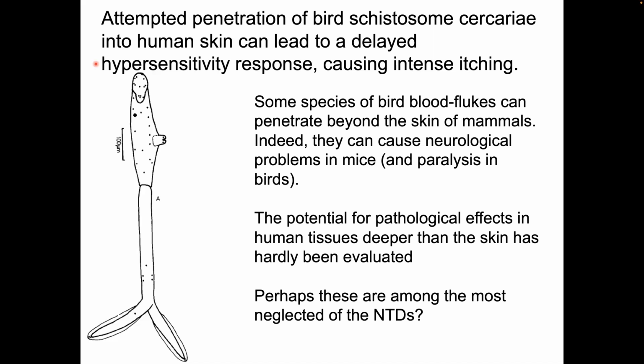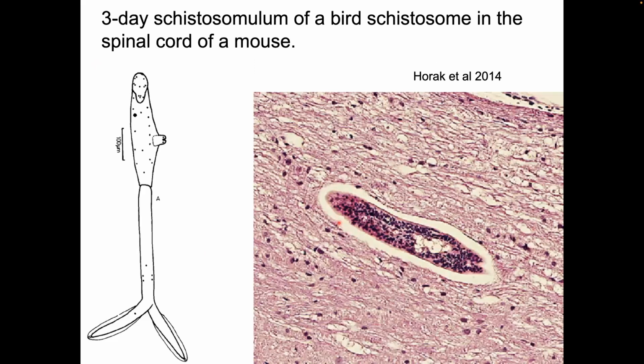The other thing, which is not commonly thought about, and perhaps it makes bird schistosomes the most neglected of the tropical diseases, is that there is serious potential for pathological effects. In some birds and in mice, these schistosomes will penetrate deeper into the body and actually penetrate the nervous system. Here is the schistosomulum of one of these bird schistosomes in the spinal cord of a mouse, 3 days after the mouse was exposed to infection.